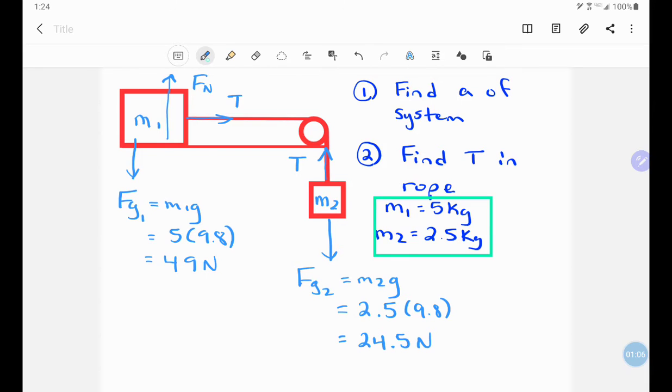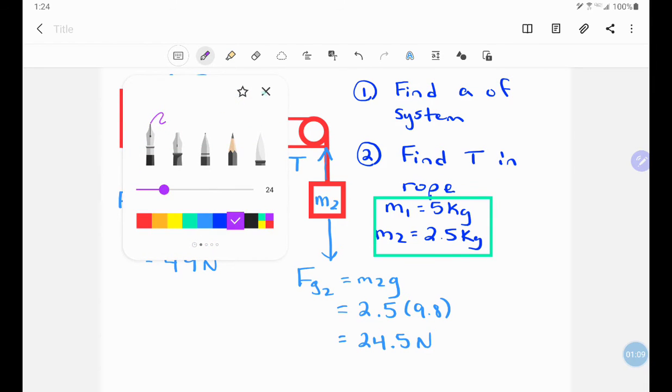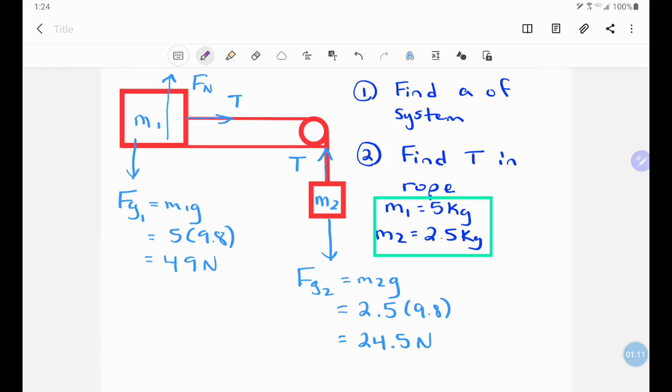Now, something to note is that mass 1 will be pulled along the table by mass 2. So the direction of motion for mass 1 is in this direction, so I will call that way positive. As a result, tension is positive for mass 1. For mass 2, it will go down, so I will call that direction positive for mass 2. So as a result, the weight force on mass 2 is positive and tension on mass 2 is negative.